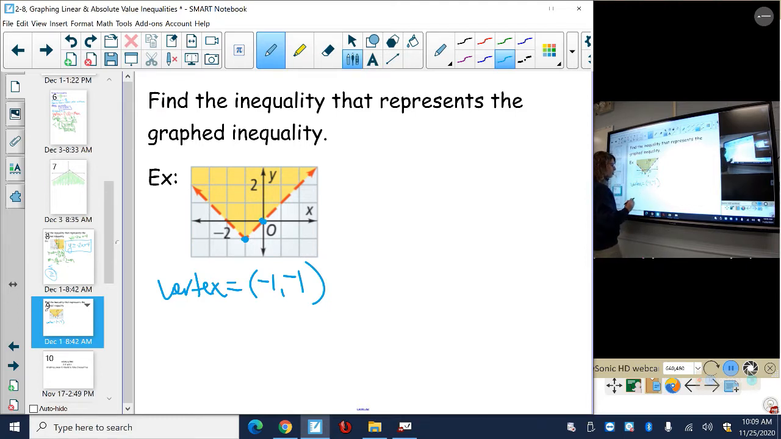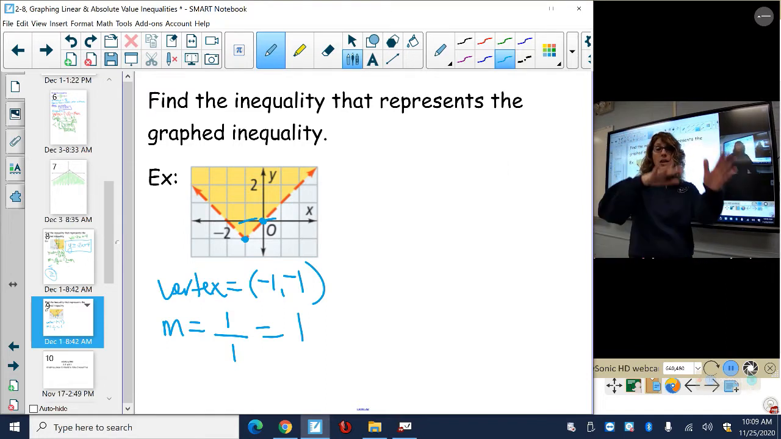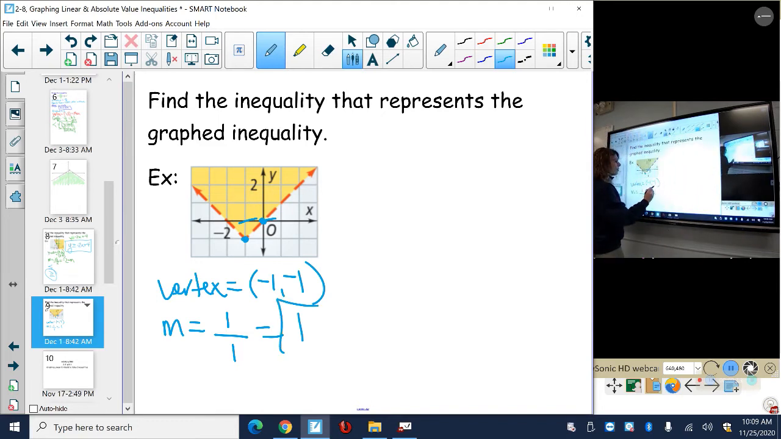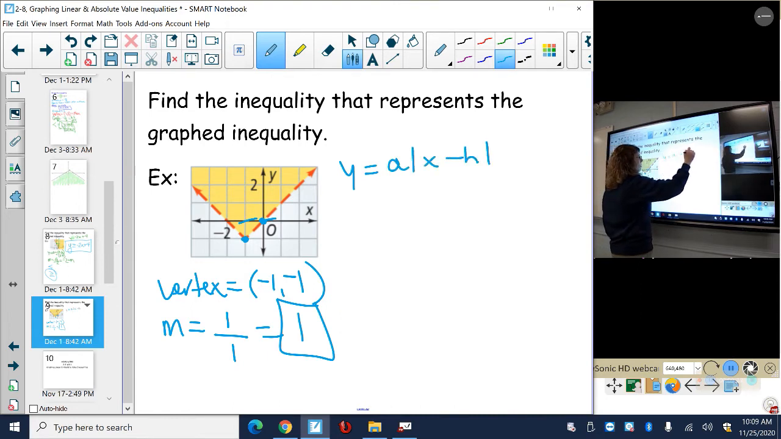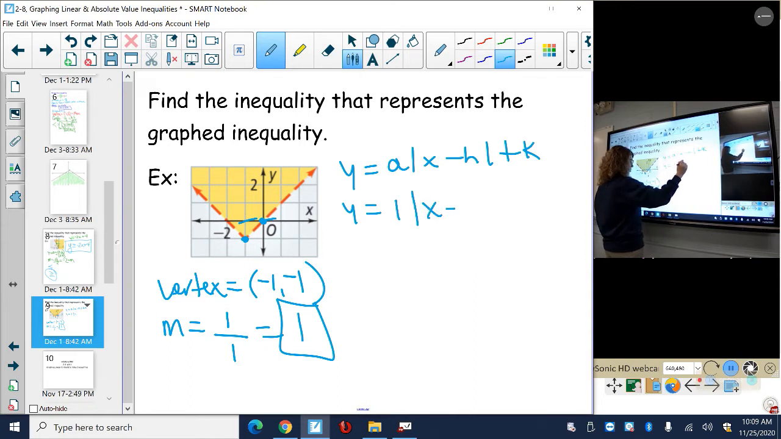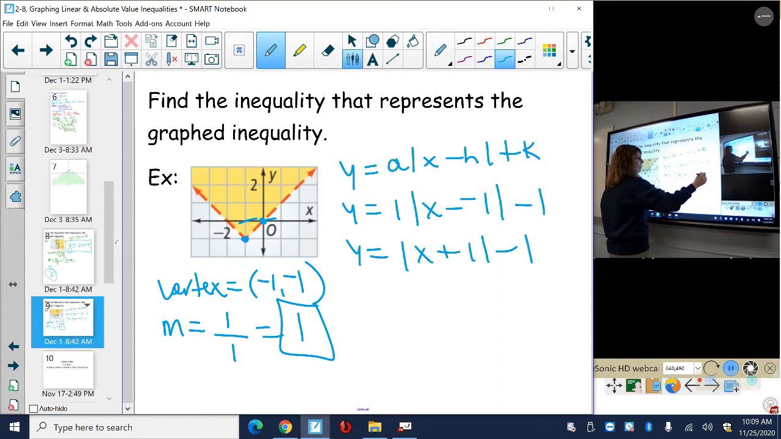Now I'm going to find a point. Well, that point looks great. So that means I'm going to rise up 1 unit and go to the right 1 unit. So my slope is 1. Is it a positive 1 or a negative 1? Is it a valley opening up being positive or a mountain opening down being negative? The answer is it is a valley, so therefore I have y is equal to a absolute value of x minus h plus k. So a is 1, h is negative 1, and k is negative 1. So y is equal to the absolute value of x plus 1 minus 1.